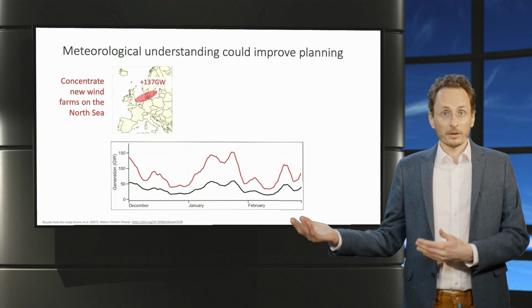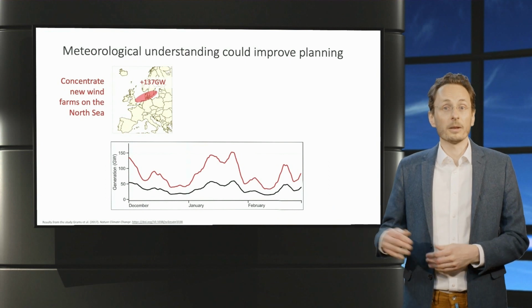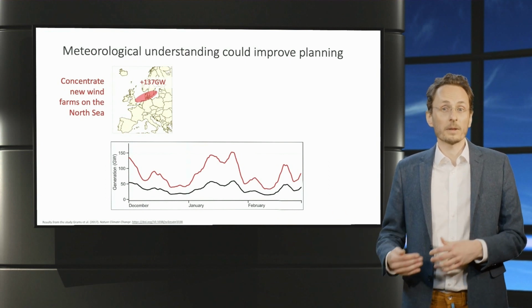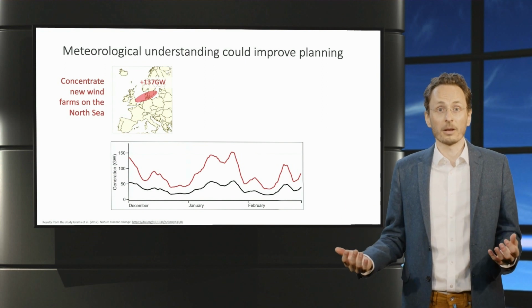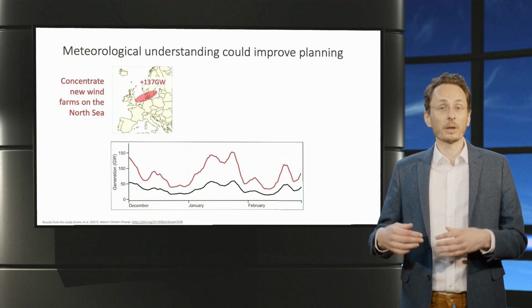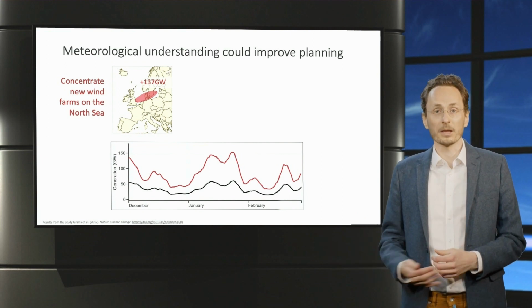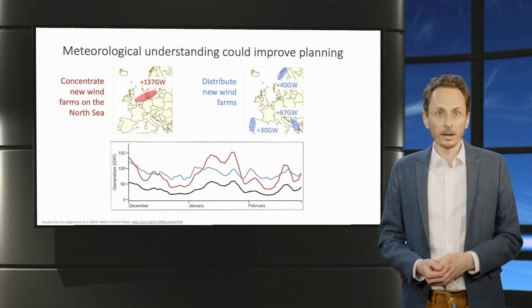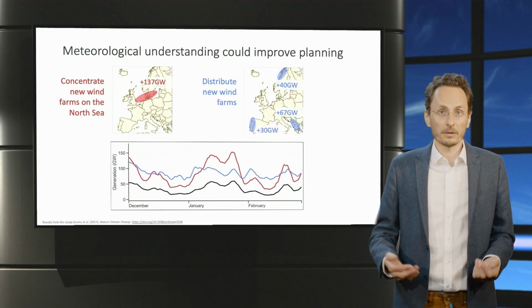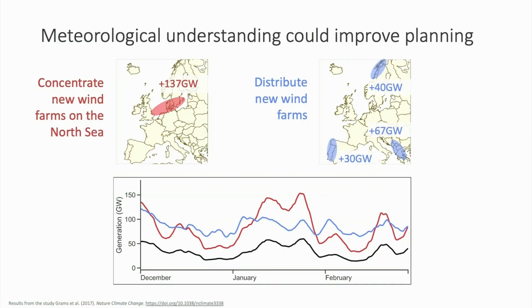But the extent of fluctuations goes up dramatically, as you can see here in the red line. Of course, since as we said, the further apart in space you are, the less correlation there is. If you put everything in one spot, there's a lot of correlation. In other words, all those wind farms in the North Sea behave the same way. An alternative would be to distribute this new wind farm capacity to other parts of Europe, exploiting the fact that these areas are far away from each other, with the resulting electricity generation profile shown here in blue. As you can see, this keeps the overall variability of Europe's wind generation fleet similar to what it already is today.